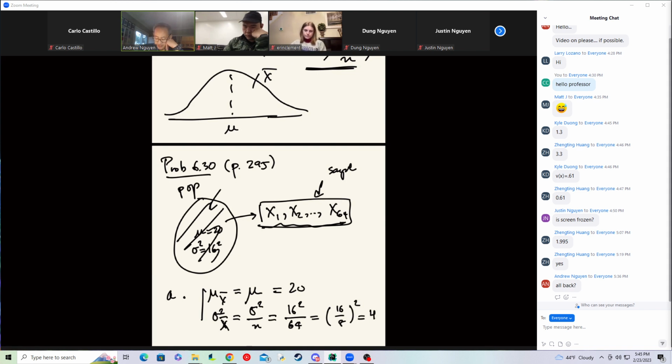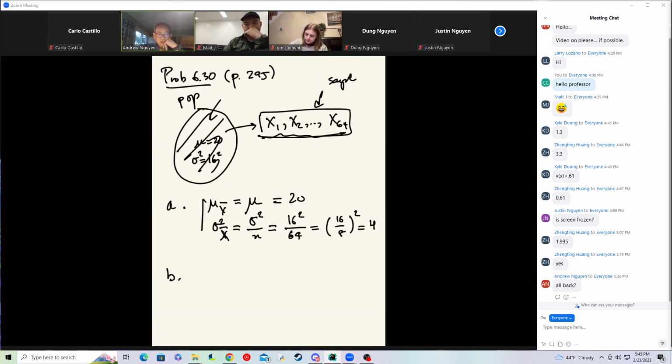Compared to the population variance 16 squared, it's 64 times smaller. X bar has very small variation compared to the population, right? Or a single observation. That's part A. Are we okay, guys?